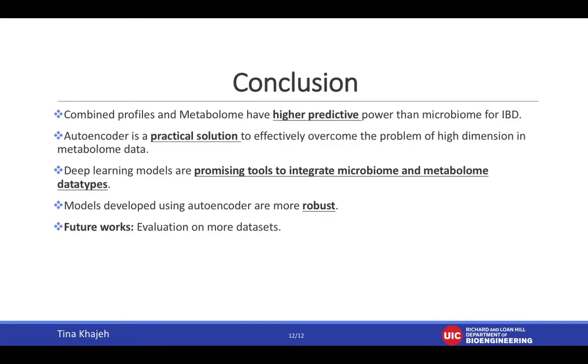In conclusion, in this research, we showed that combined profiles and metabolome have higher predictive power than microbiome for IBD. Also, autoencoder is a practical solution to effectively overcome the problem of high dimension in metabolome data. Additionally, deep learning models are promising tools to integrate microbiome and metabolome data types. And finally, models developed using autoencoder are more robust.